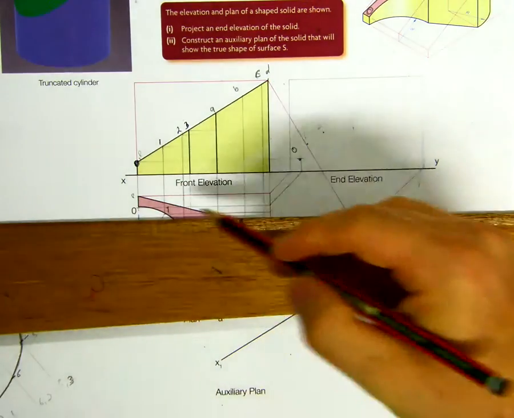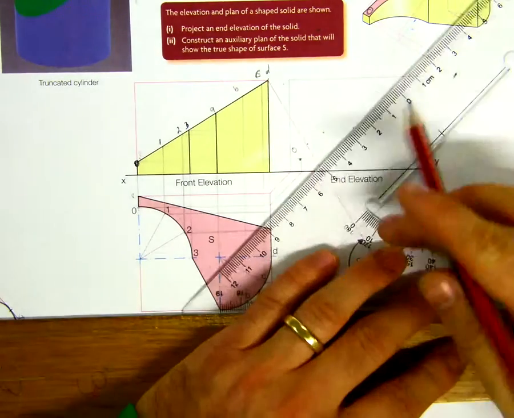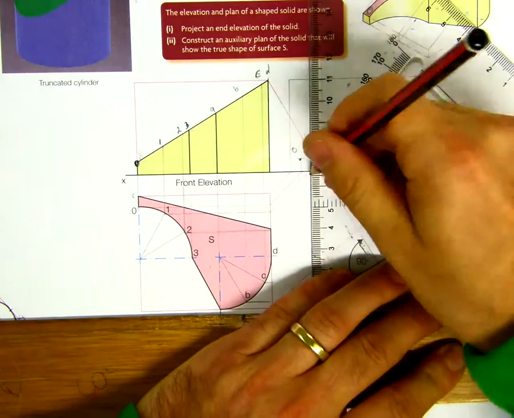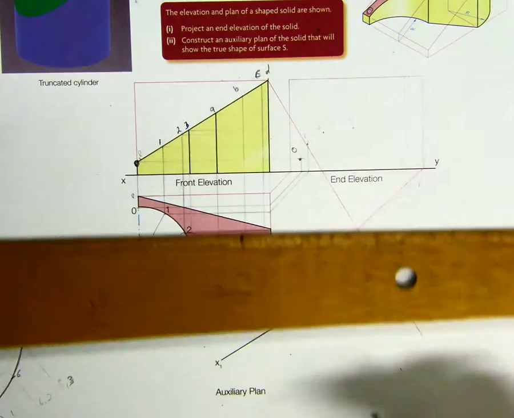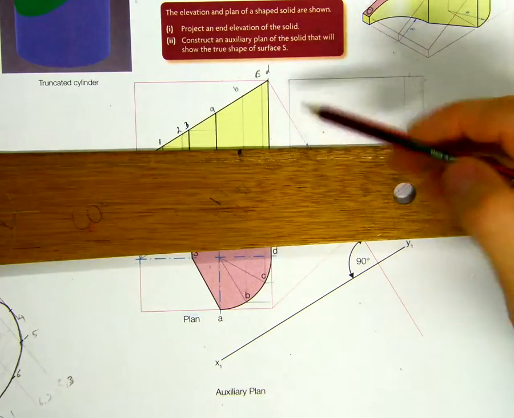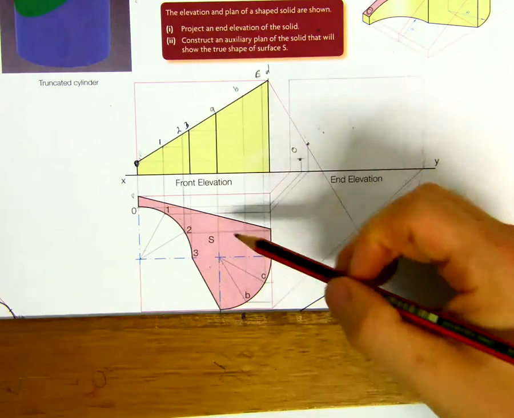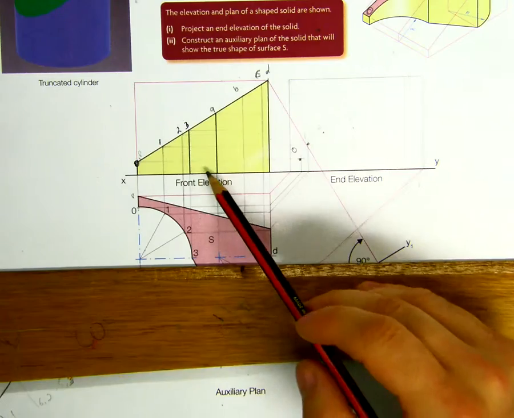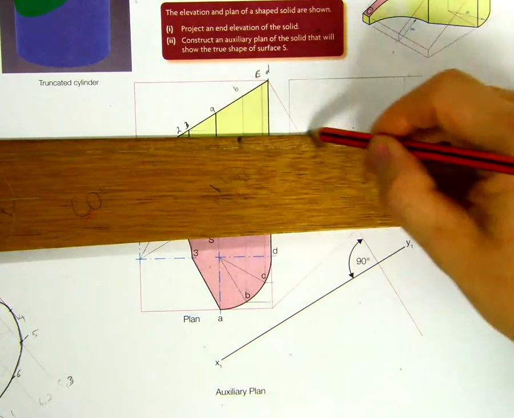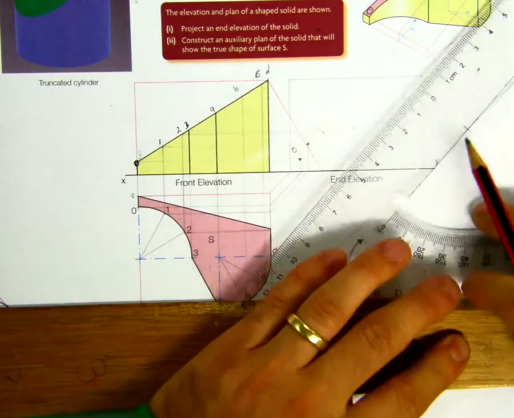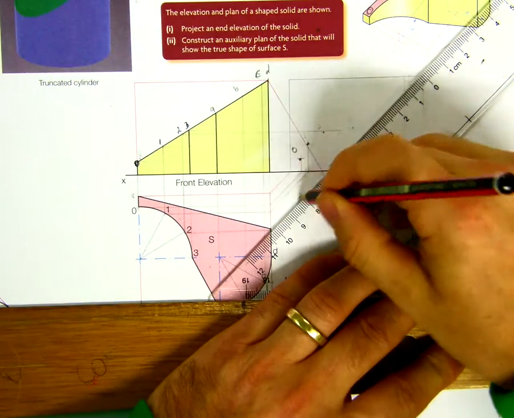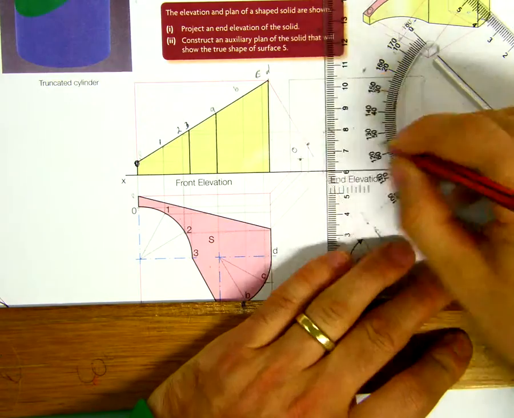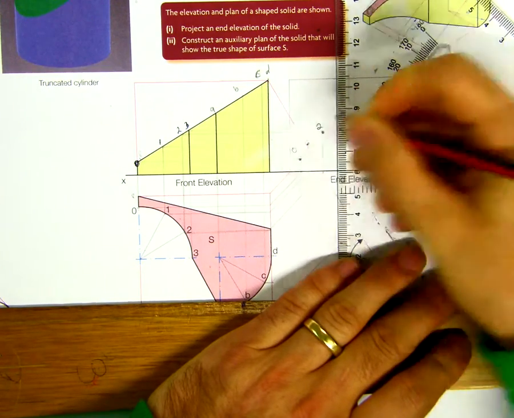Okay, same thing here, 1 across, up at 45 degrees, and up vertically, bring it across from elevation. Okay, so we have to locate our point in 2 views to find them in the 3rd view. Next point then, we have 2, so we bring 2 across, bring 2 up at 45 degrees again, so that's going to be 2.